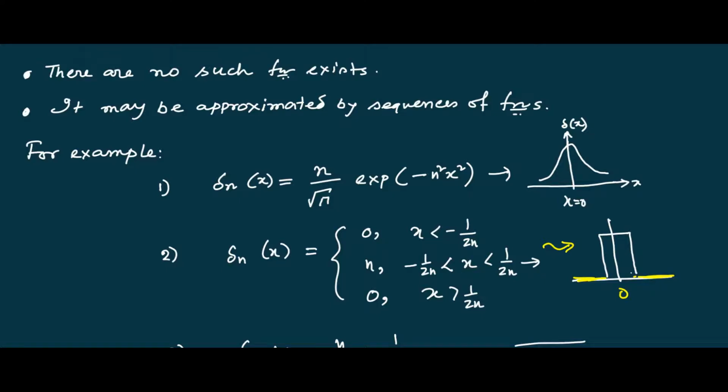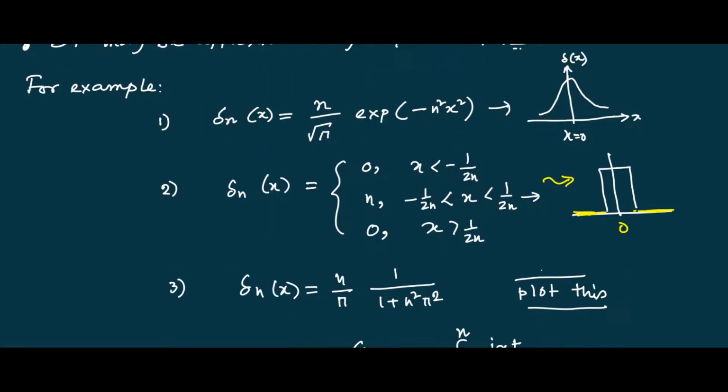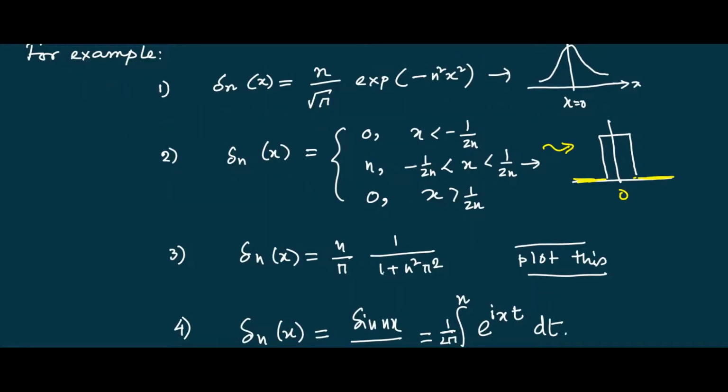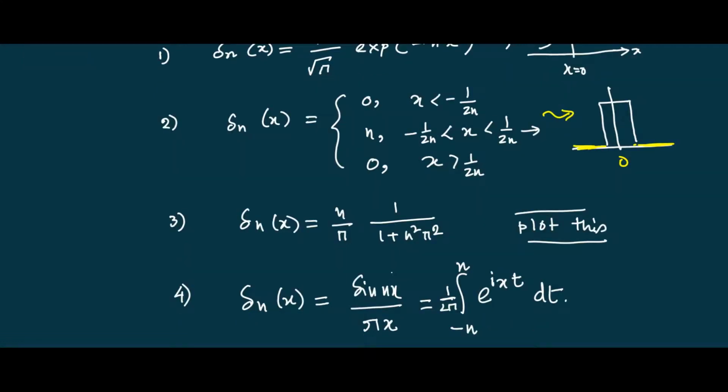This is a kind of box function, and the box is increasing its height and decreasing its width. There is also a Lorentzian kind of thing, the Lorentz function, which also behaves similarly. This is my home task: you plot this and study the behavior as n is increasing.